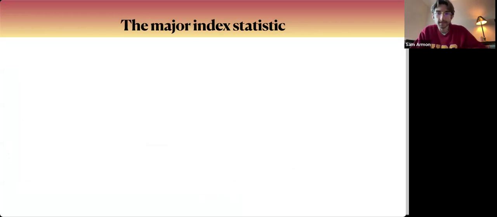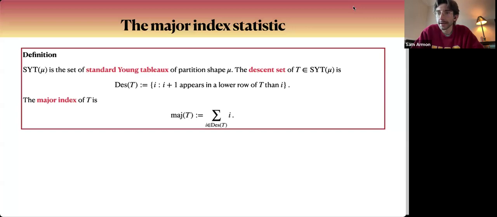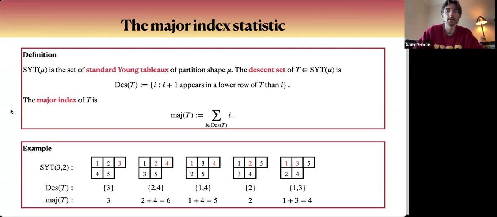And so the expression we get for the character of the nth graded piece has to do with the major index statistic. The major index statistic is defined on a standard Young tableau, and it uses the descent set. So I have an example. Yep, may as well just put that up.